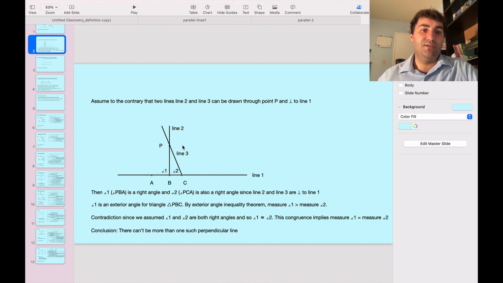Well, since we assumed that line 2 and line 3 are both perpendicular to line 1, then angle 1 and angle 2 are both right angles, so they both would measure 90 degrees, right? But this can't be, since measure 1 has to be greater than measure 2. You can't have measure 1 equal to measure 2 and this inequality at the same time. So that gives you a contradiction. So we cannot draw more than one line through point P that is perpendicular to line 1.